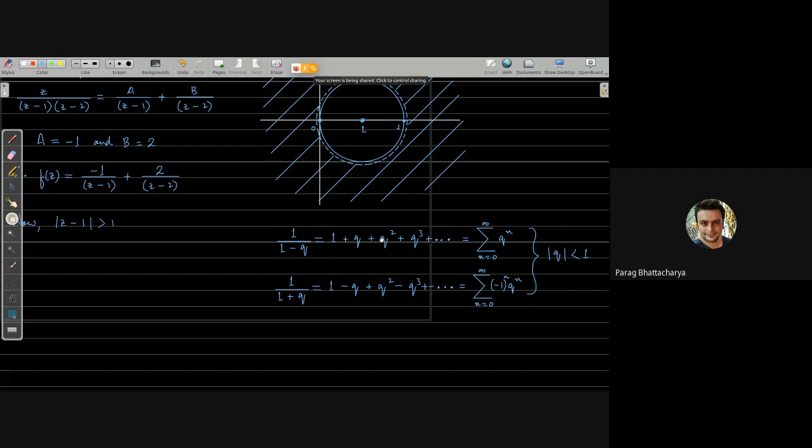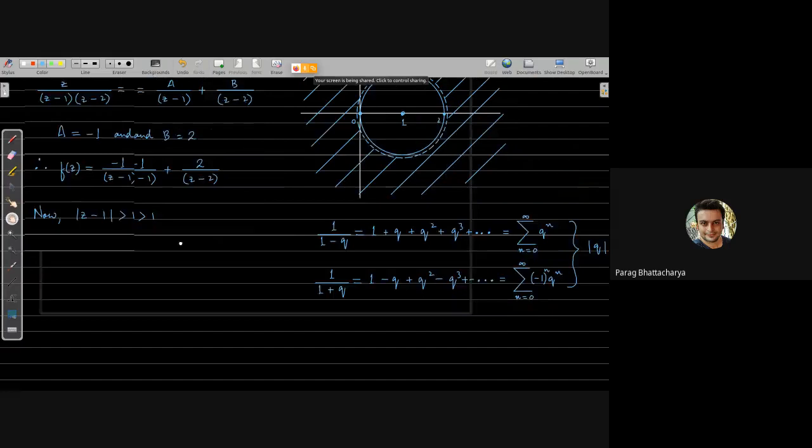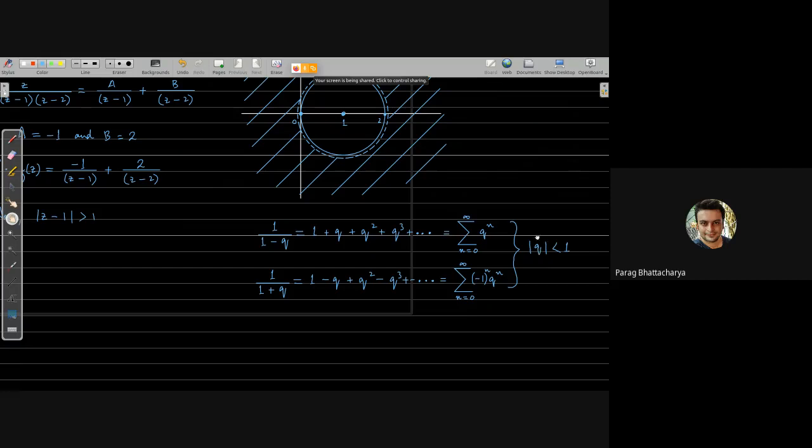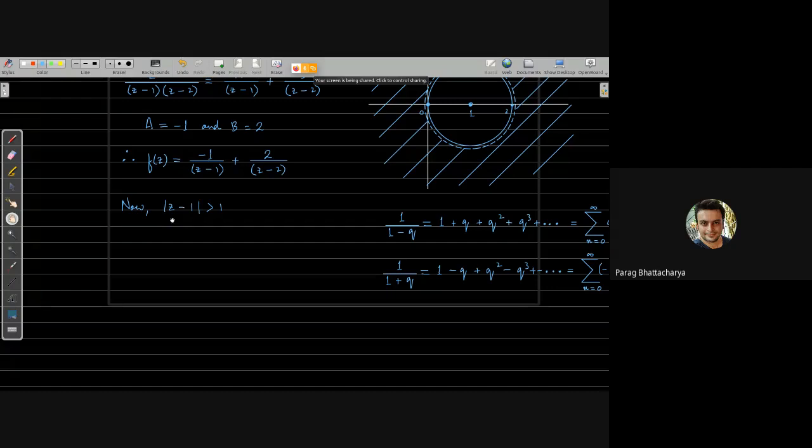But here it is not modulus. So that means we want an equation which looks like this. Modulus of something is less than 1. We want an equation which looks like modulus of something is less than 1. But what do we have here? No. Here we have modulus of something is greater than 1. So how do we fix this problem?